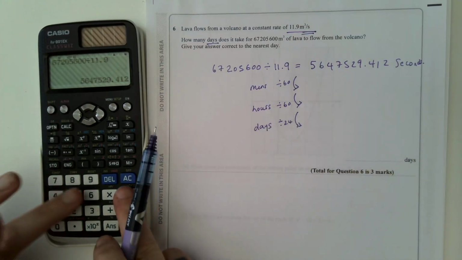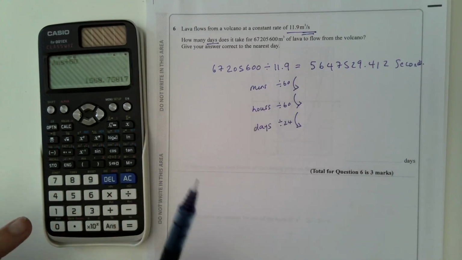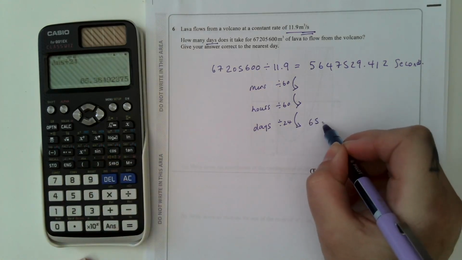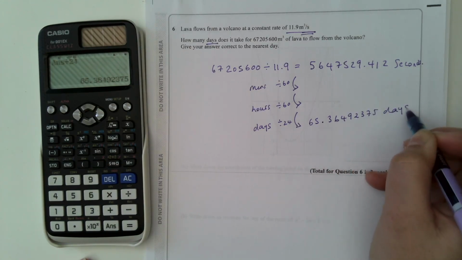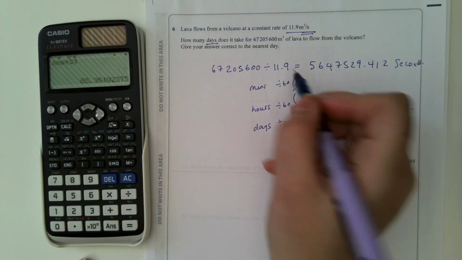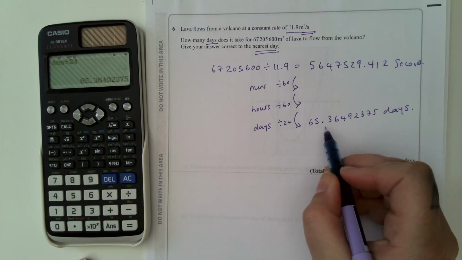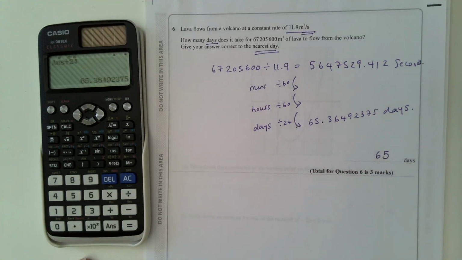So this answer divided by 60, divided by 60 again, and then divided by 24 tells us that it's 65.36492375 days. Once our answer is correct to the nearest day, so this to the nearest day would be 65 days, because that 0.3 is less than 5. So we're going to keep it at 65. We're not going to round it up.